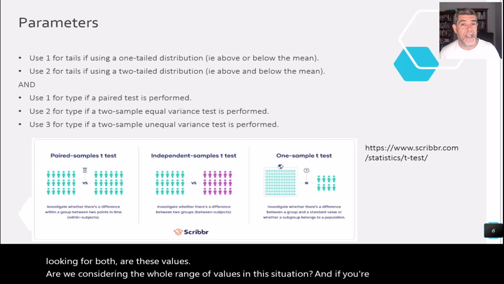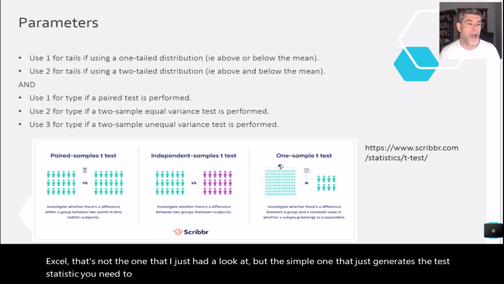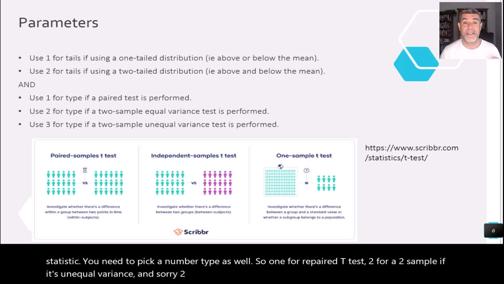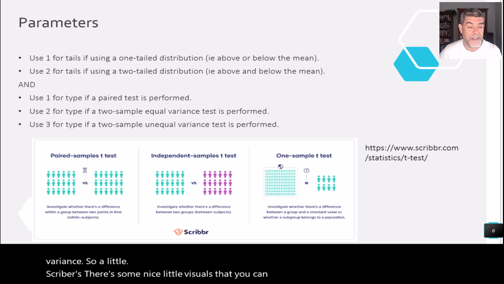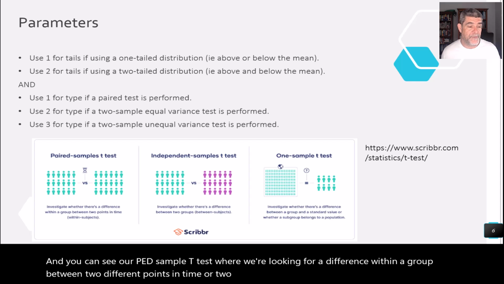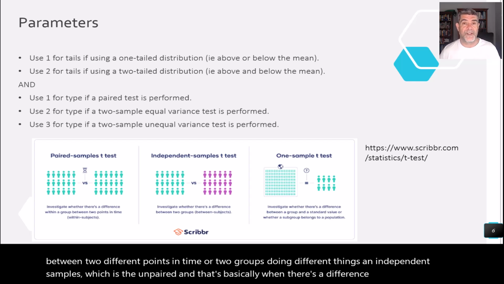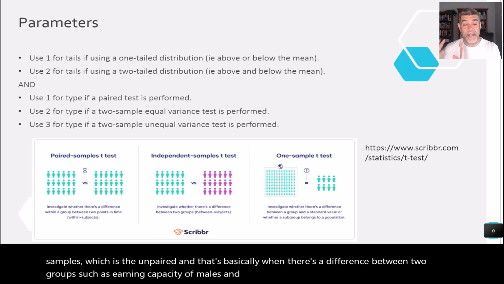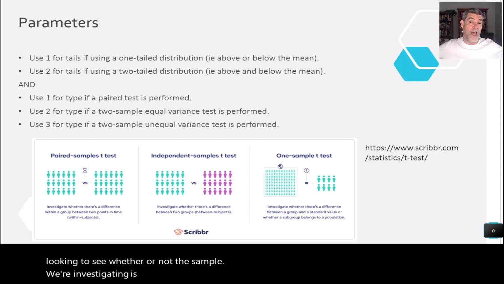And if you're using the test in Excel that's not the one that I just had a look at, but the simple one that just generates the test statistic, you need to pick a number type as well. So 1 for a paired t-test, 2 if the type is equal variance, and 3 if you've got unequal variance. There are some nice little visuals that you can find for a lot of these statistical tests. You can see our paired sample t-test, where we're looking for a difference within a group between 2 different points in time or 2 groups doing different things. An independent samples test, which is the unpaired, is basically when there's a difference between 2 groups, such as the earning capacity of males and females. And then a one sample test is when we're looking to see whether or not the sample that we're investigating is representative of a wider population.